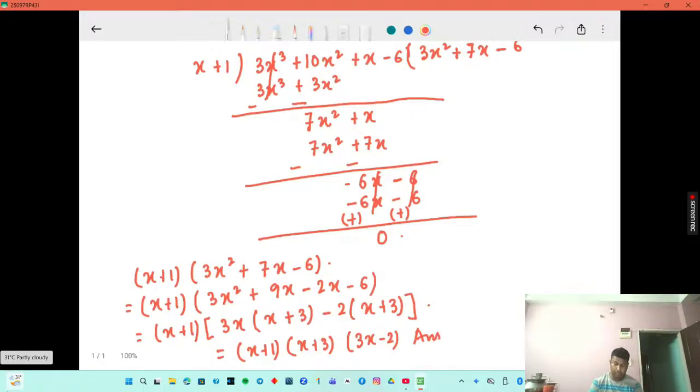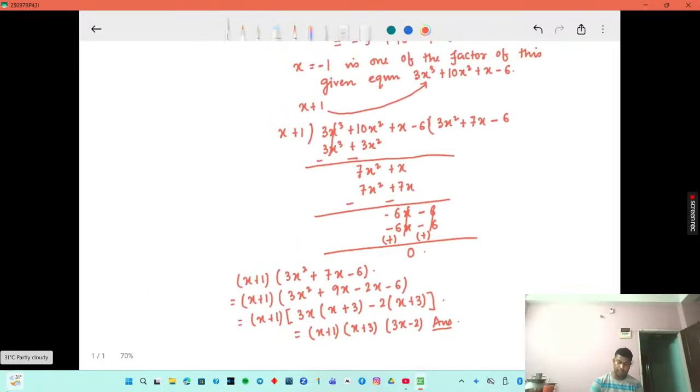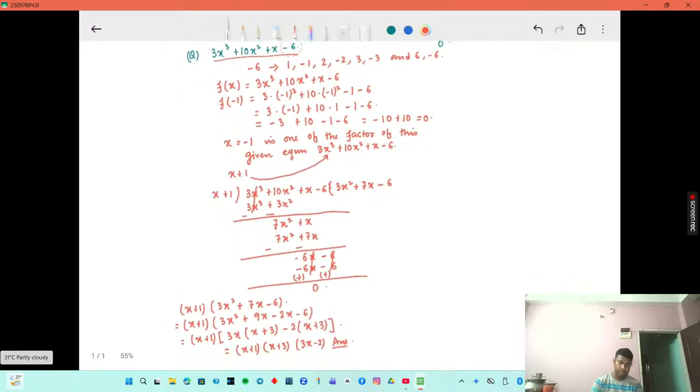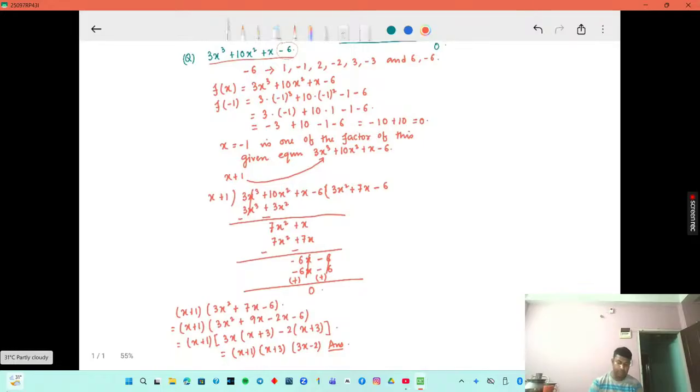The factors of this equation are x plus 1, x plus 3 and 3x minus 2. Is it okay? So what are the factors of this given equation? The factors of this given equation will be x plus 1, x plus 3 and 3x minus 2. Is it clear to you? So I think you can now find the factors of a cubic equation very easily.